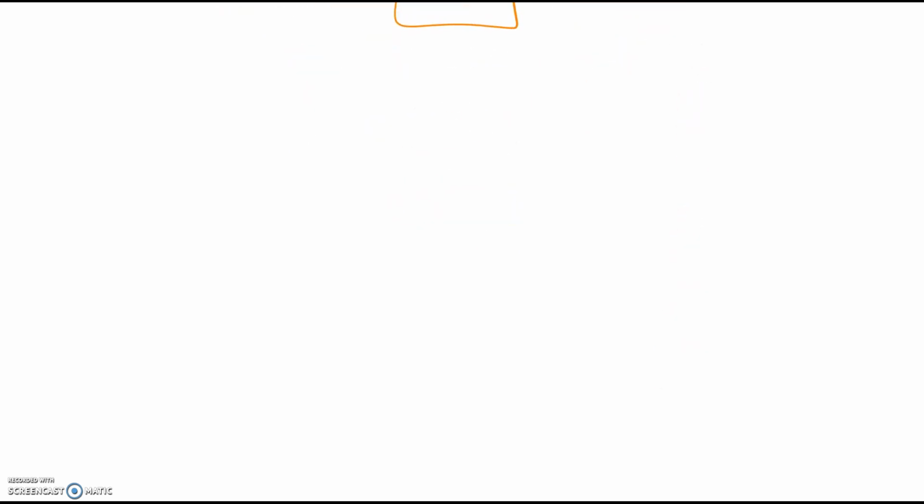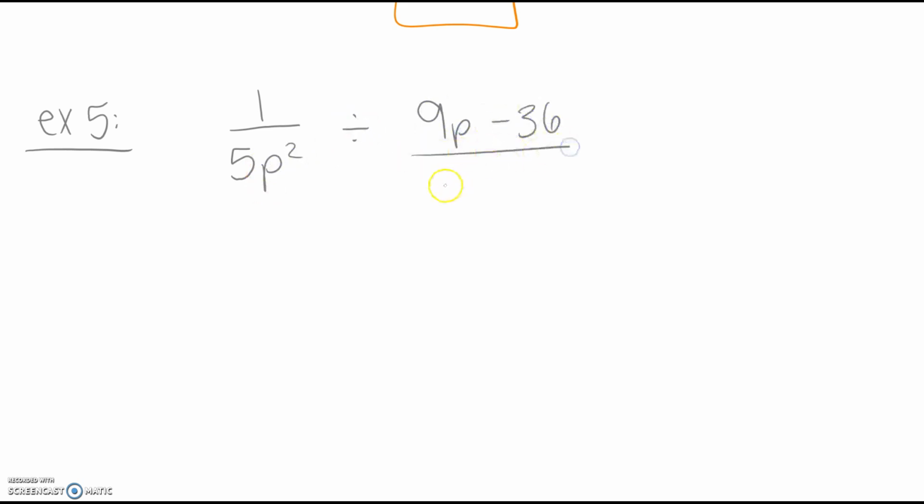Alright, example 5. You pause this one and try to do it with your groups. 1 over 5p squared divided by 9p minus 36 over 5p cubed minus 35p squared. Pause the video, try it with your groups.